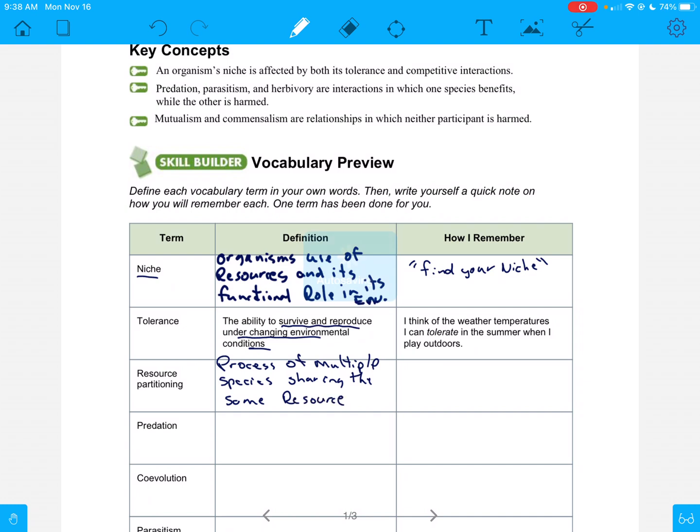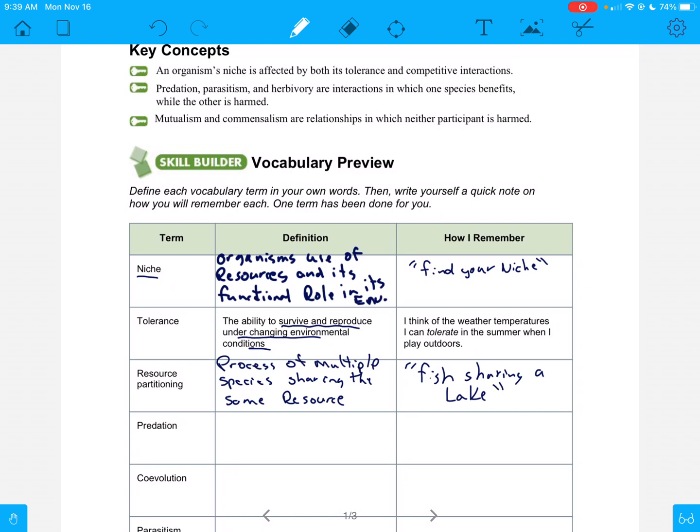Okay, so think about a lake for a minute. If you have fish in a lake, well, some fish are going to swim over near the weeds, while others are going to swim in the wide open water. Some are going to be at the bottom of the lake, some are going to be at the top, but they're all sharing that same resource, which is the lake, right? So I'll put that down as my example. I'll put down fish sharing a lake.